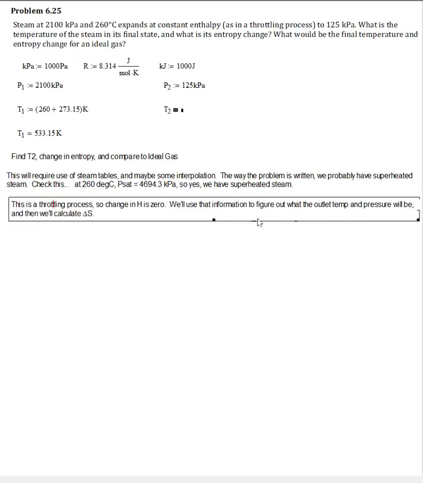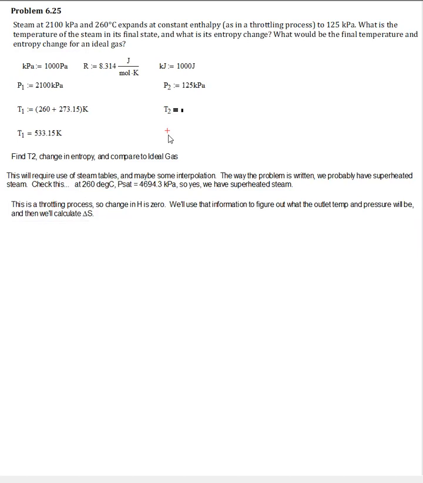We know that this is a throttling process, so delta H is 0. And so what we will do is use that information to figure out what the outlet temperature is and then calculate delta S. So we know P1, we know T1, and we can look up the enthalpy for state 1, right? We know that the enthalpy change is equal to 0. So we know that H2 has to be equal to H1, right?